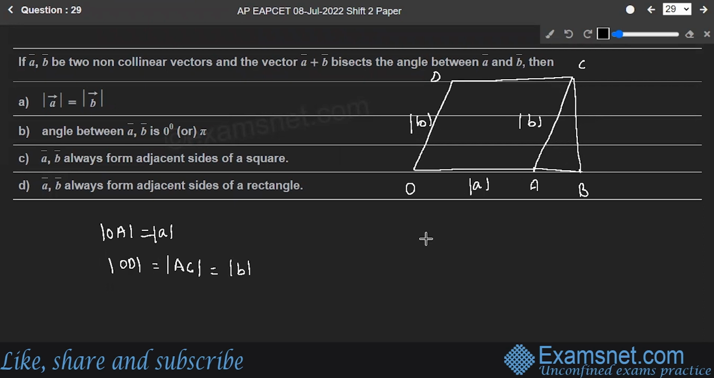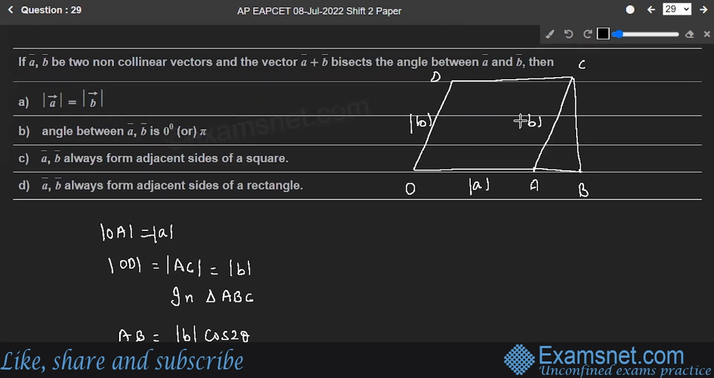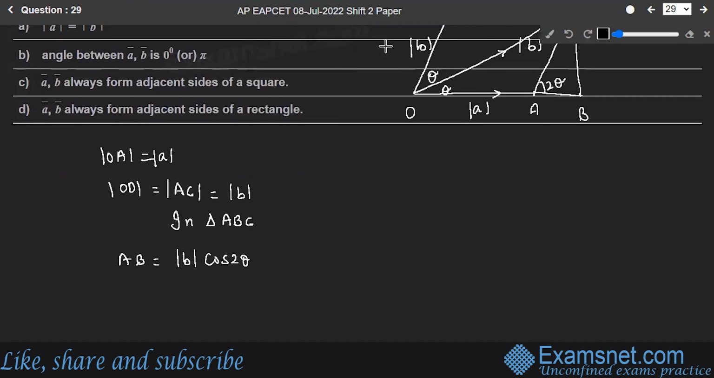So now let's consider the triangle ABC. In triangle ABC, AB is equal to mod of P cos of 2 theta. Now what is 2 theta? If I'm considering this angle as theta, then this is also theta, then of course this angle is equal to 2 theta, right? So AB is equal to B cos 2 theta. Similarly, BC is equal to B sine 2 theta, right?